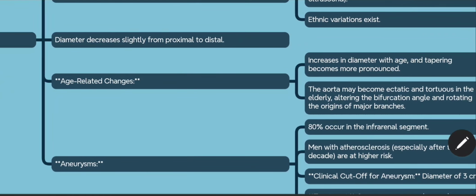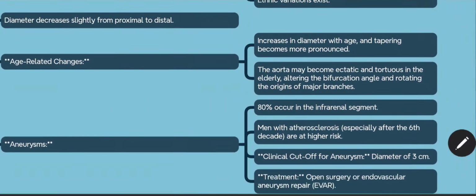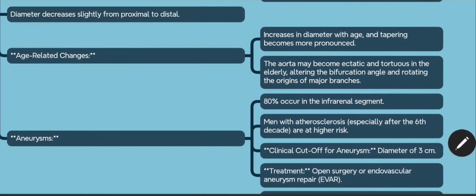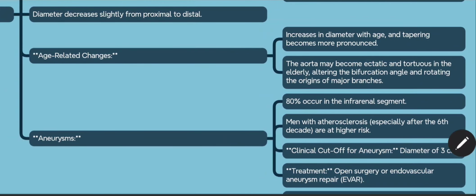What are the age-related changes in the abdominal aorta? It increases in diameter with age and tapering becomes more pronounced. The aorta may become ectatic and tortuous in the elderly, altering the bifurcation angle and rotating the origins of the major branches.